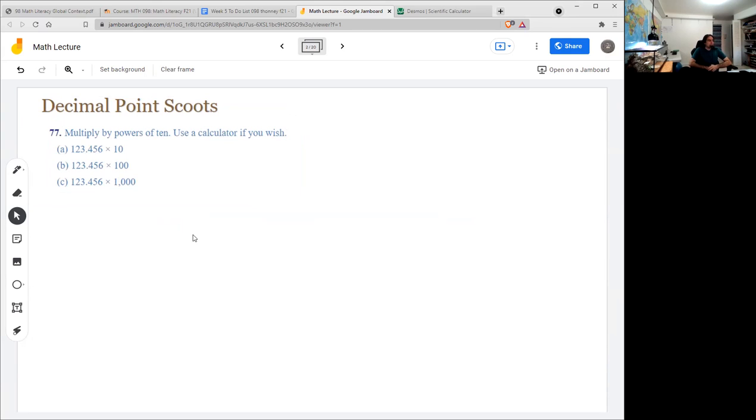If I am multiplying these decimals by 10 or 100 or 1,000, there's a pattern. And if you know the pattern, don't call it out quite yet. If you don't know the pattern, take out a calculator and try these and see what happens with the pattern.